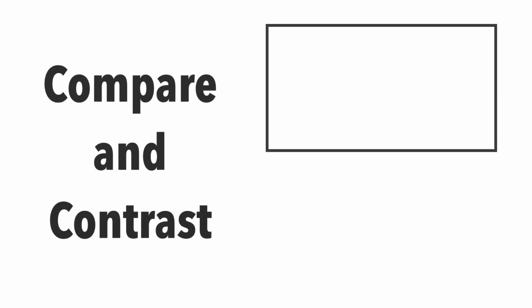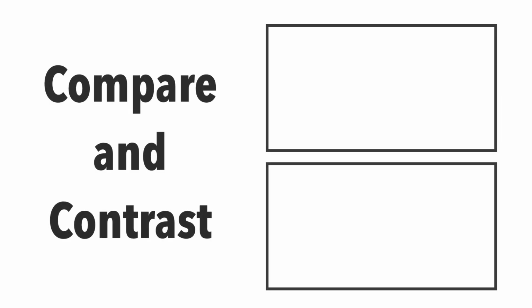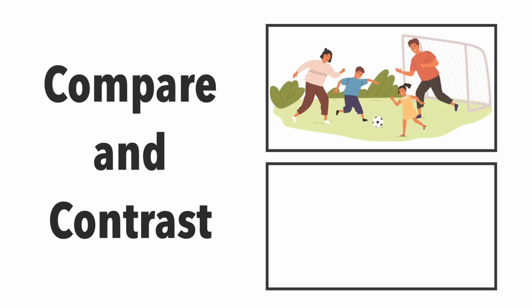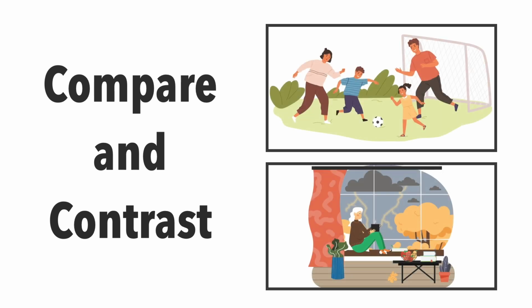There's compare and contrast structure, which presents similarities and differences. For example, while sunny days can be great for outdoor adventures, rainy days are perfect for cozying up with a good book. Here, we're comparing and contrasting sunny and rainy days.